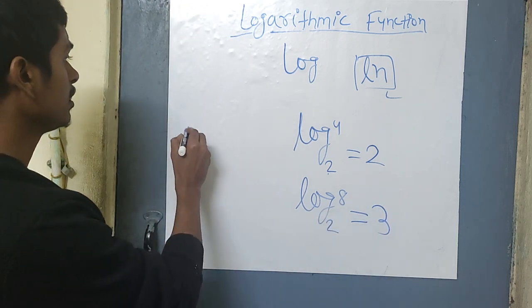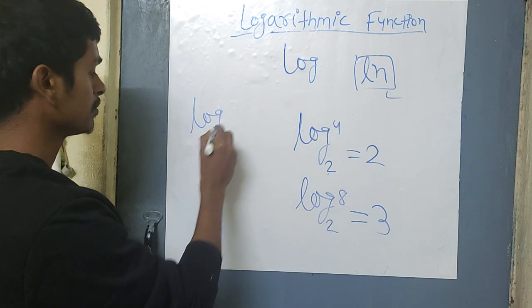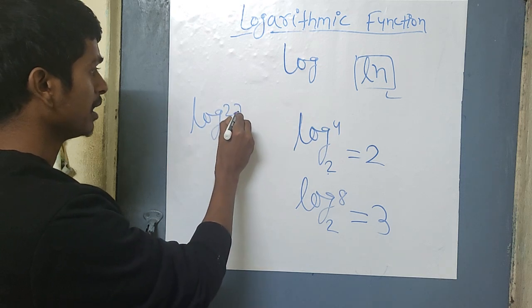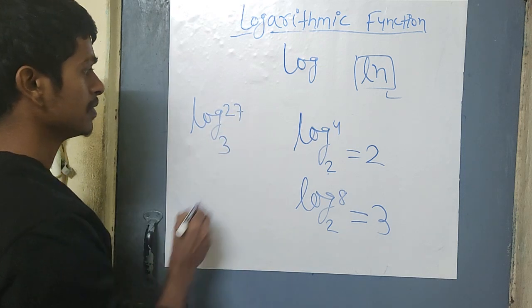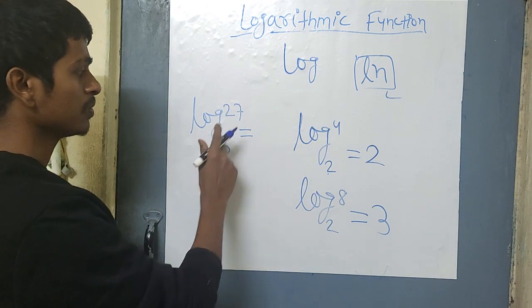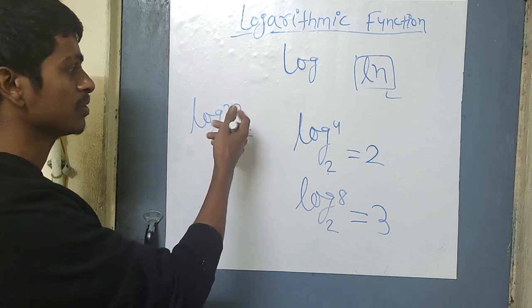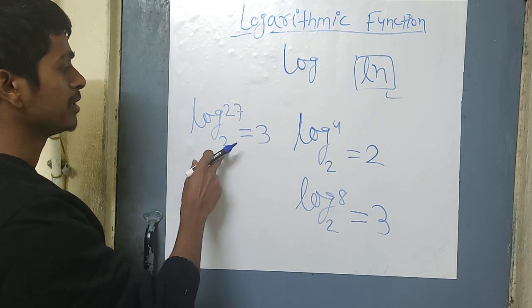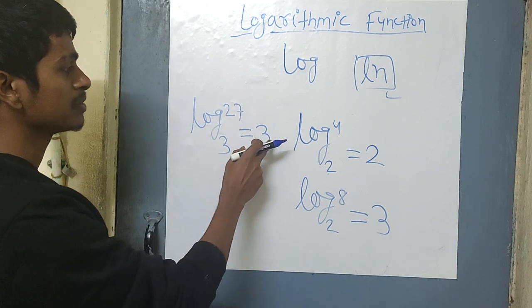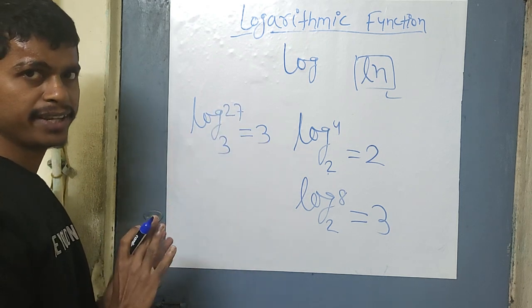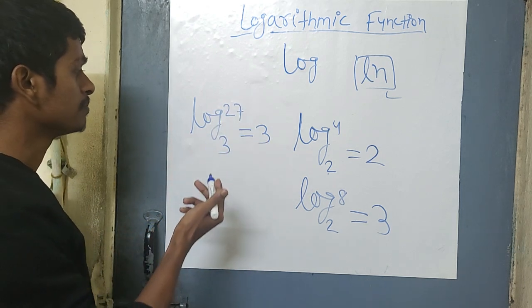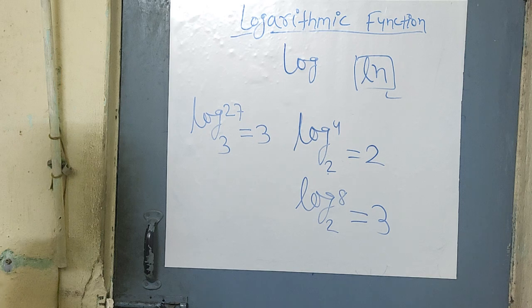Similarly, here log 27 with base 3. How much power of 3 will be 27? Obviously 3, so 3 to the power 3 is equal to 27. That's why the value of this log is 3. Now I will come to the definition.